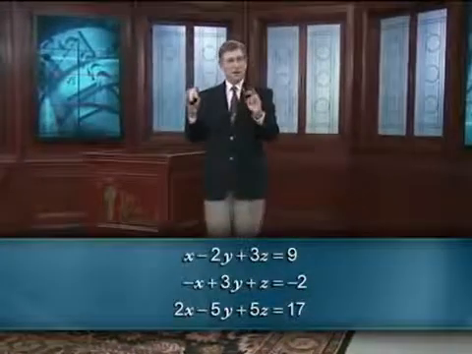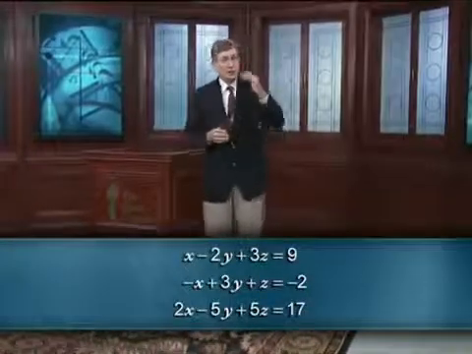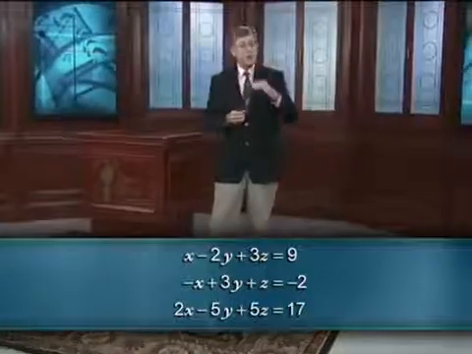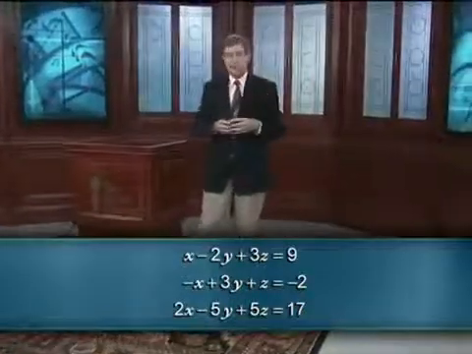Let's take it up a notch. Let me show you a 3x3 system. Now we have 3 equations. They're linear again, if you notice. All the variables occur to the first power. It's 3 equations, 3 unknowns, which I will call x, y, and z.